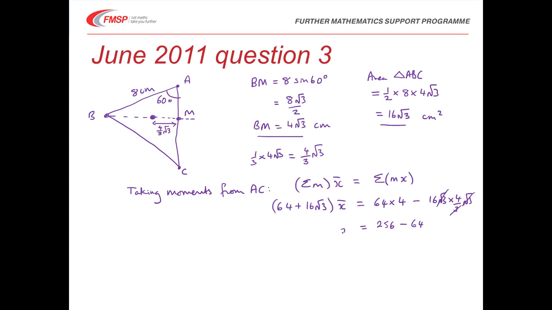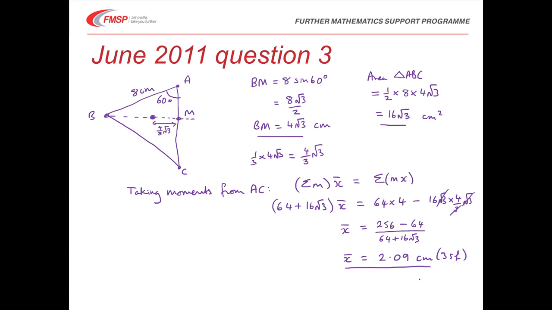I'm going to save a step by dividing all of that in one go by 64 plus 16 root 3. That turns out to be 192 over 64 plus 16 root 3, and calculating that gives me 2.09349, etc., which is 2.09 centimetres to 3 significant figures. And there's my distance. It's clearly to the right of AC, and I've defined that on my diagram and by choosing my direction.